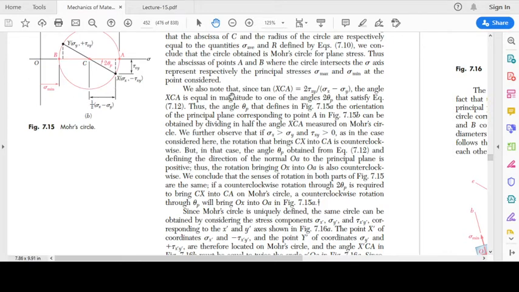You can see the tangent of this triangle. In this triangle, tangent of this angle 2 theta p is equal to perpendicular, which is tau xy, divided by base. Base is sigma x minus sigma y divided by 2. So we get this relationship, which is the same as the tangent 2 theta p that we developed earlier in the previous article.